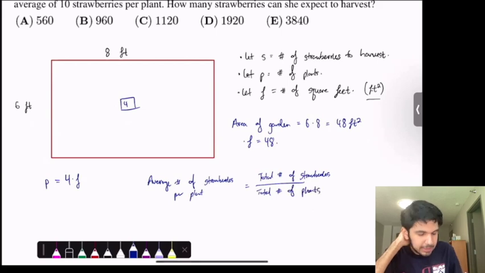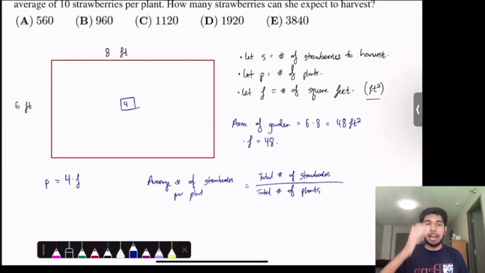This is just coming from the definition of average, where average means you take the total amount of things and divide it by how many other things there are. In this case, if we're looking at the average number of strawberries per plant, it's sort of given in the wording here. This is a little hint. If you see strawberries per plant, the thing that comes before the per will be in the numerator, the thing that comes after the per will be in the denominator.